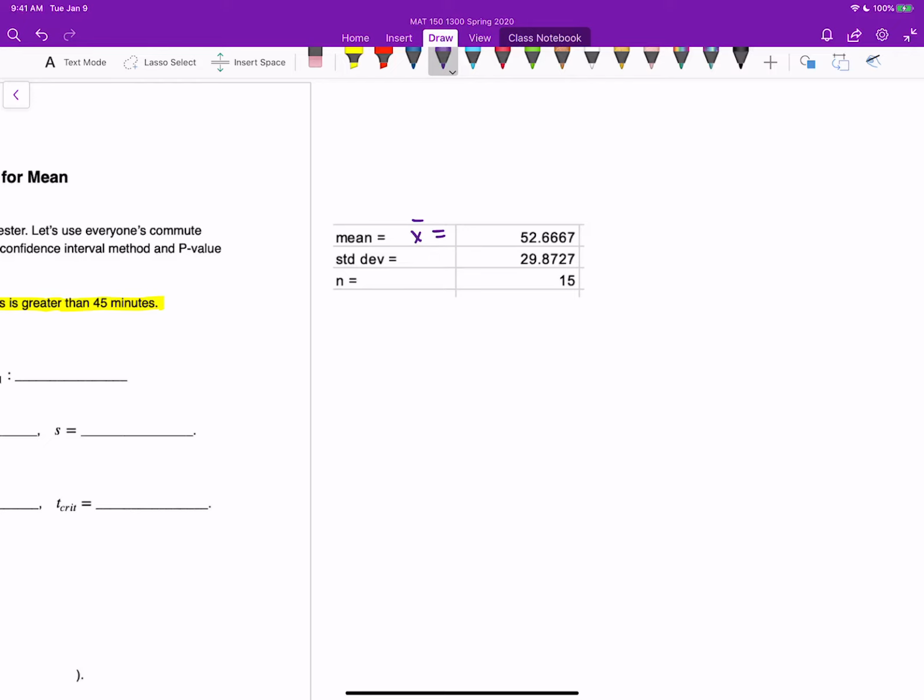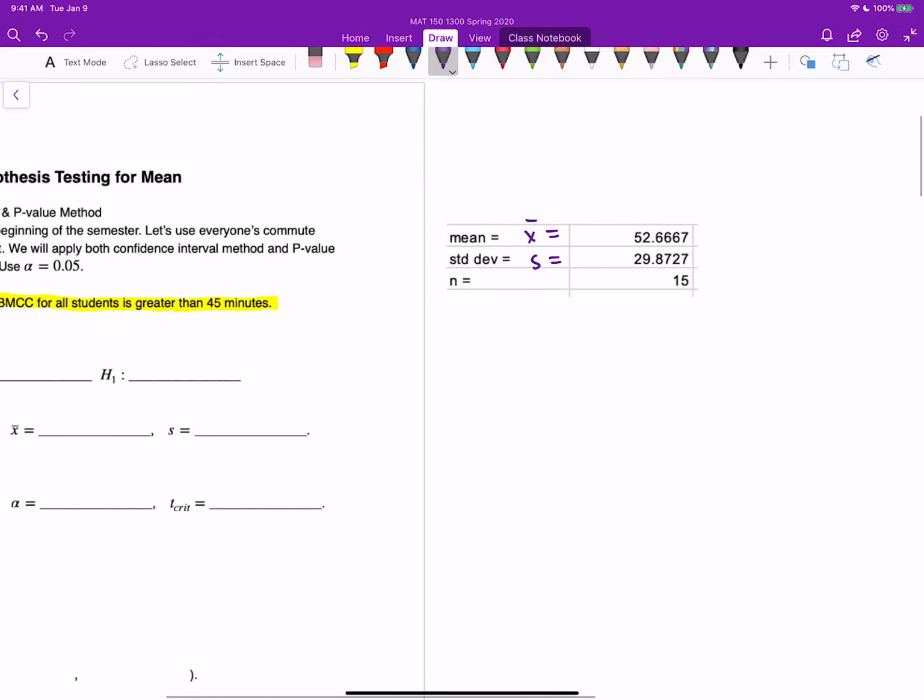Standard deviation, which is the sample standard deviation S, is 29.8727. Our standard deviation is pretty big, meaning that when we construct our confidence interval, our margin of error will also naturally be pretty big, which makes it harder for us to reject the null hypothesis. Last one, the sample size n is 15.